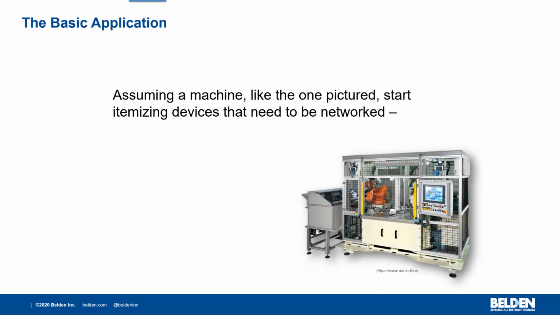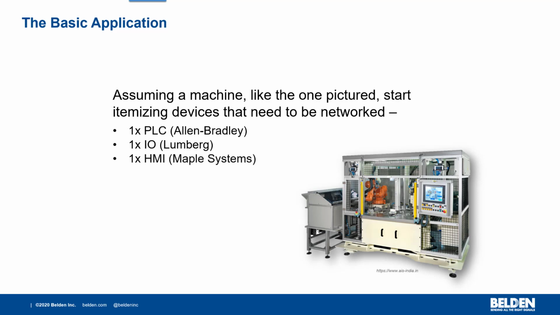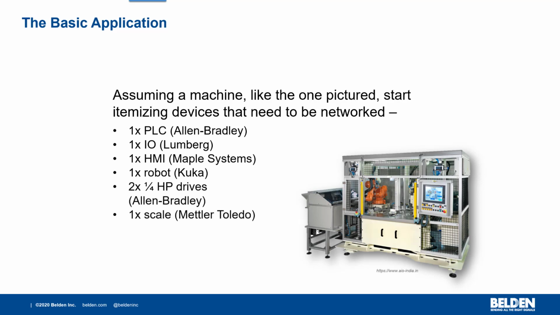Assuming a machine like the one pictured, start itemizing the devices that need to be networked. So in this case we have hypothetically a PLC from Allen Bradley, we have IP67 IO from Lumberg, we have an HMI from Maple Systems, a KUKA robot, 2 to 4 horsepower drives, we have a scale, and just for good measure we have a vision system included in this machine.